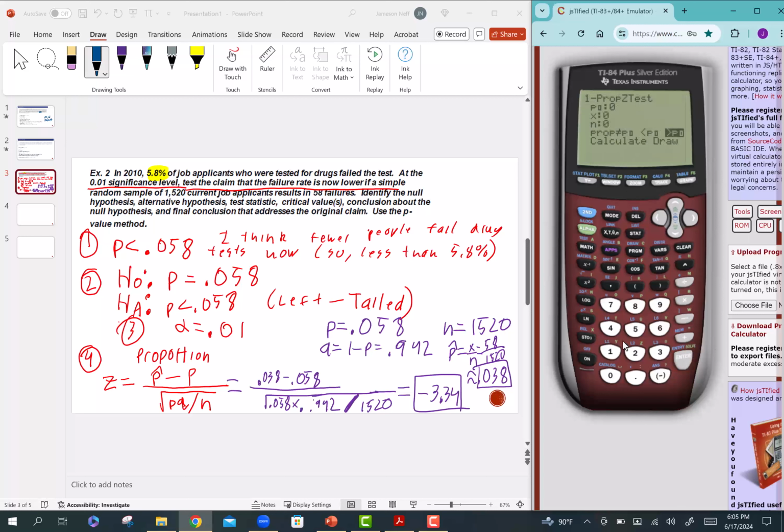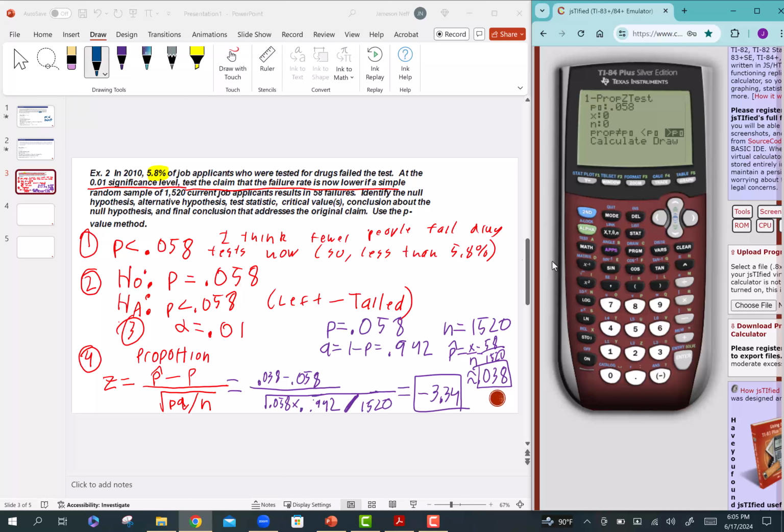You want to put in the null hypothesis, which in this case is p equal to 5.8%. You have to enter it as a decimal. It will not work if you enter it as a percentage. And then you just need to say how many. Instead of asking you for p naught, it calculates p naught by dividing x by n.